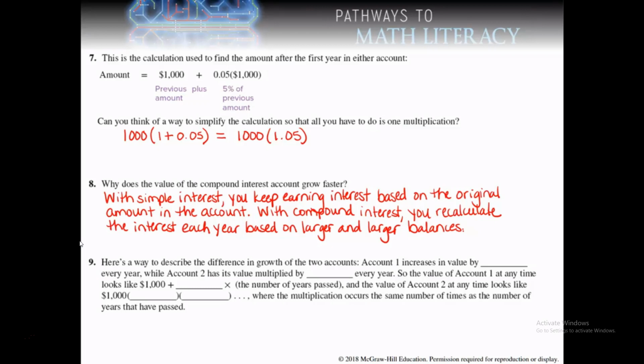Account 1 increases in value by $50 every year, while account 2 has its value multiplied by 1.05. So the value in account 1 at any time would be $1,000 plus. For that one, we're doing the simple interest, so it's $50 a year. We would take $50 times the number of years. The value of account 2 at any time looks like 1,000 times 1.05, and then for another year, we'd multiply by 1.05 again, and so on for as many years as we want.